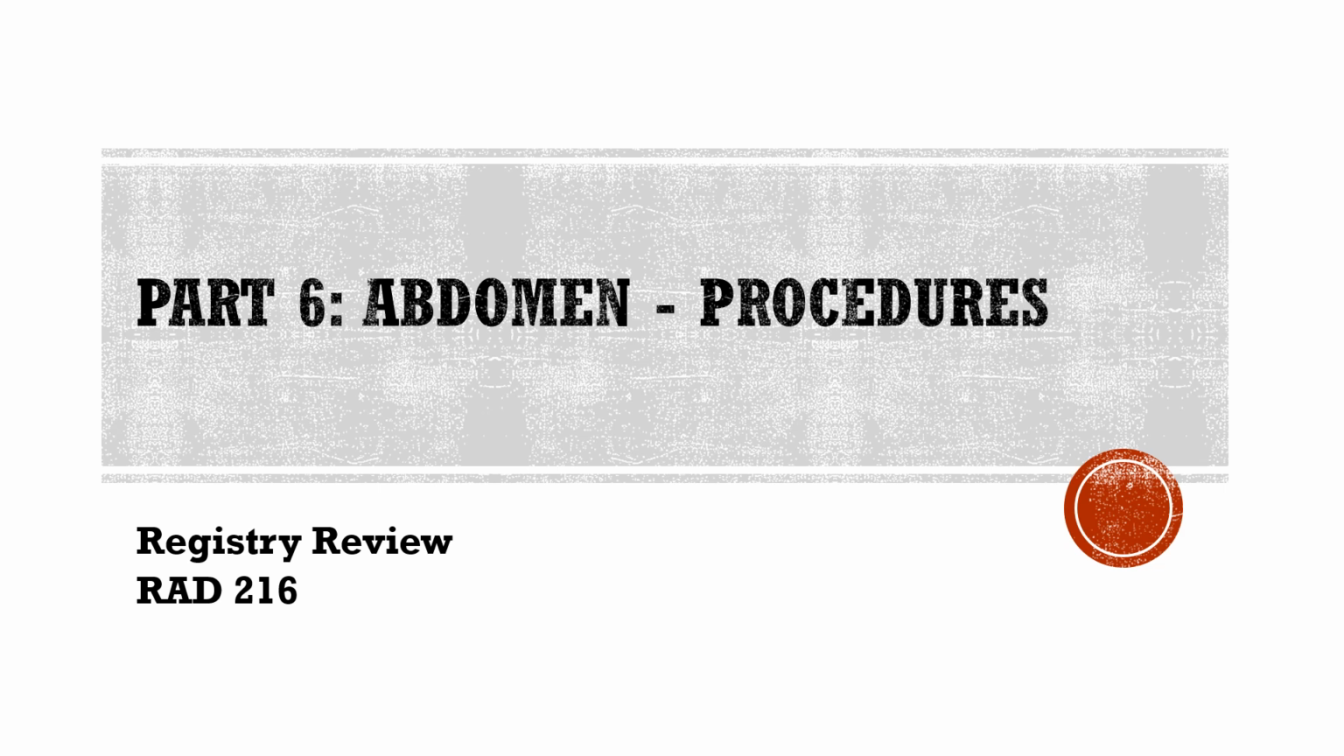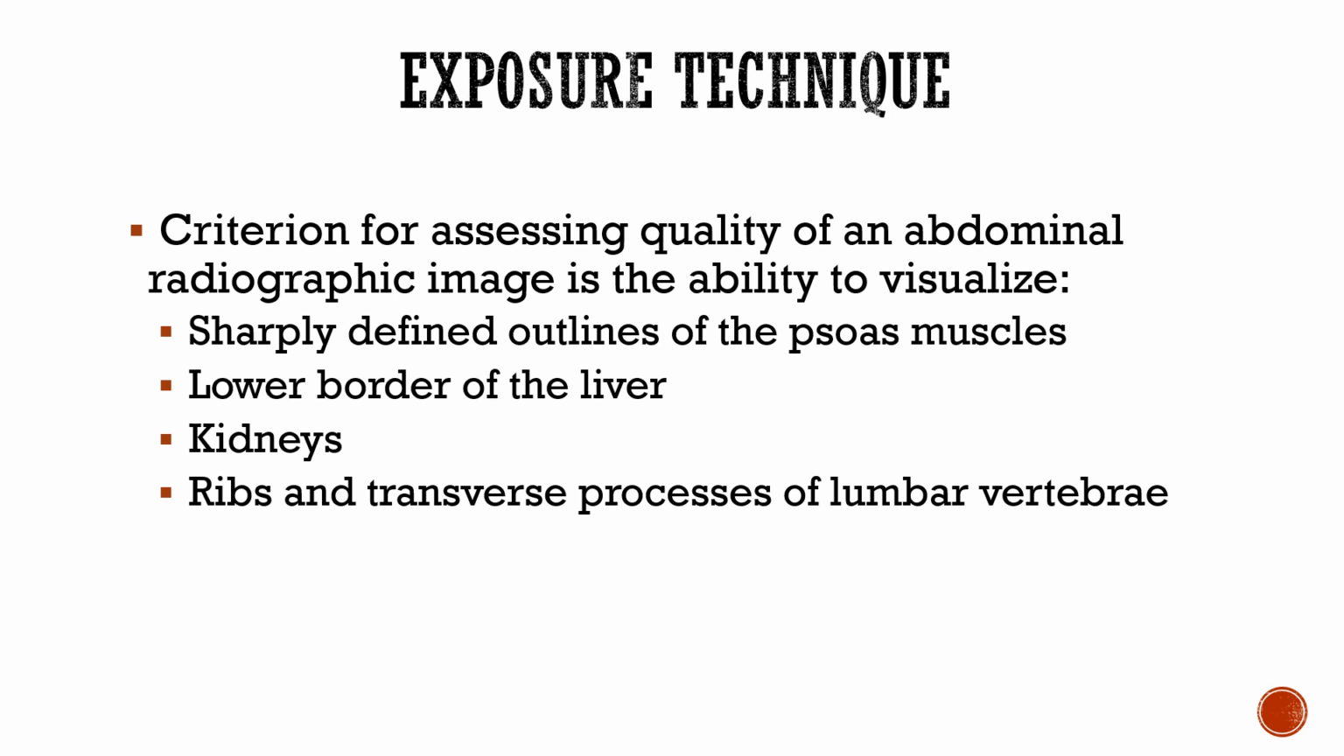This is part 6 on procedures of the abdomen. So the criterion for assessing quality of an abdominal radiograph, as far as the technique and exposure factors used, is the ability to visualize the outlines of the psoas muscles, the lower border of the liver, the kidneys, and the ribs, as well as the transverse processes of the lumbar vertebra.